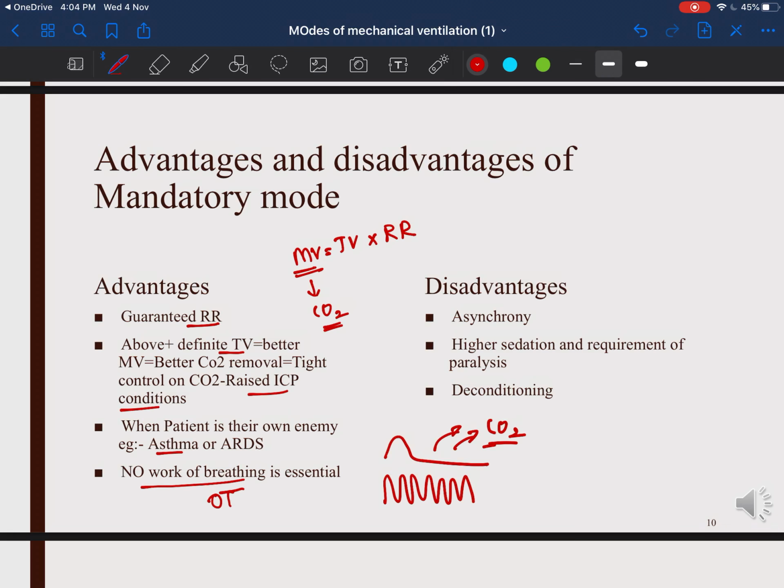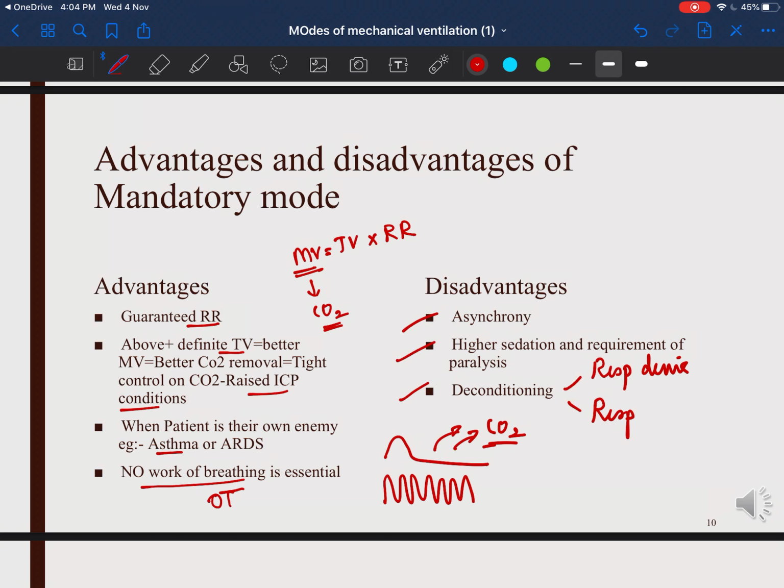Disadvantages are it is not comfortable for the patient. So there are higher chances of asynchrony. So you have to provide higher sedation and there is a requirement for paralysis. Continuous use of mandatory mode results in deconditioning of both the patient's respiratory drive and respiratory muscles.